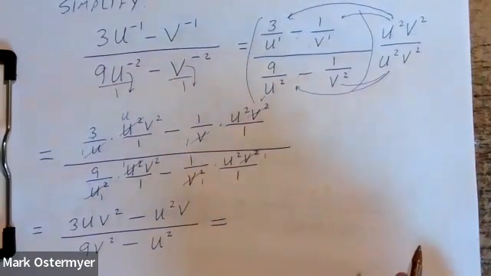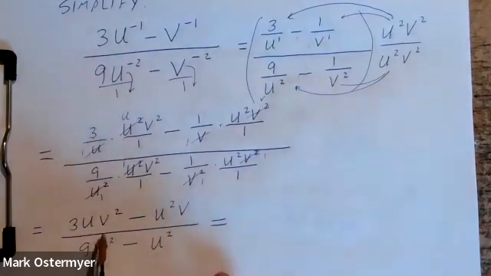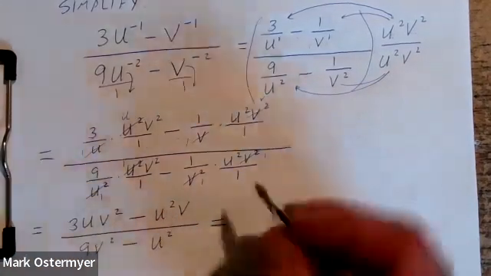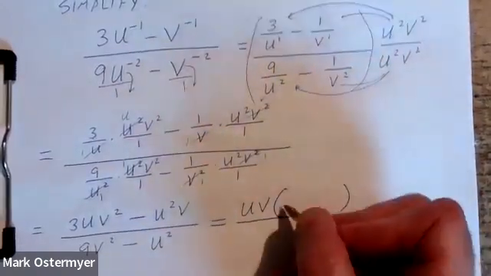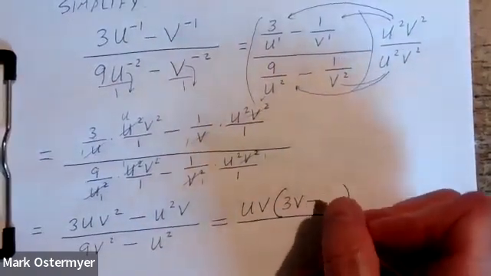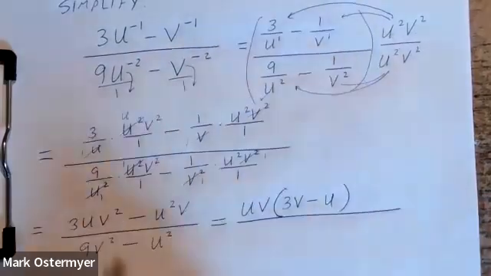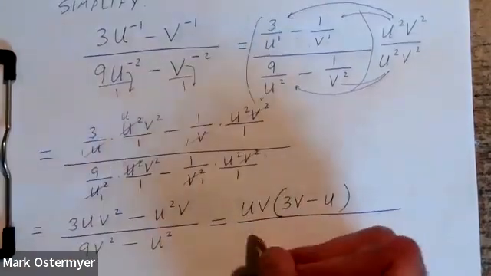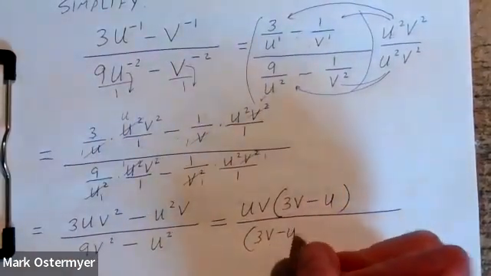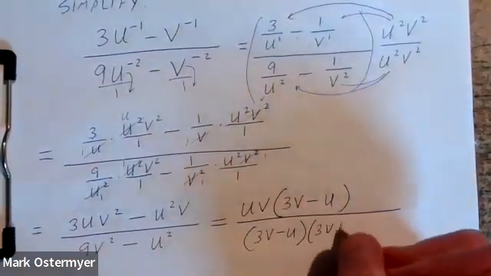The only last thing we need to entertain is the possibility of factoring these polynomials for the sake of reduction. Notice in the numerator, I can factor out a u and also a v out of both terms. And when I do that, I will leave behind 3v minus u. In the denominator, I can factor this as the difference between perfect squares. This would factor into 3v minus u times 3v plus u.